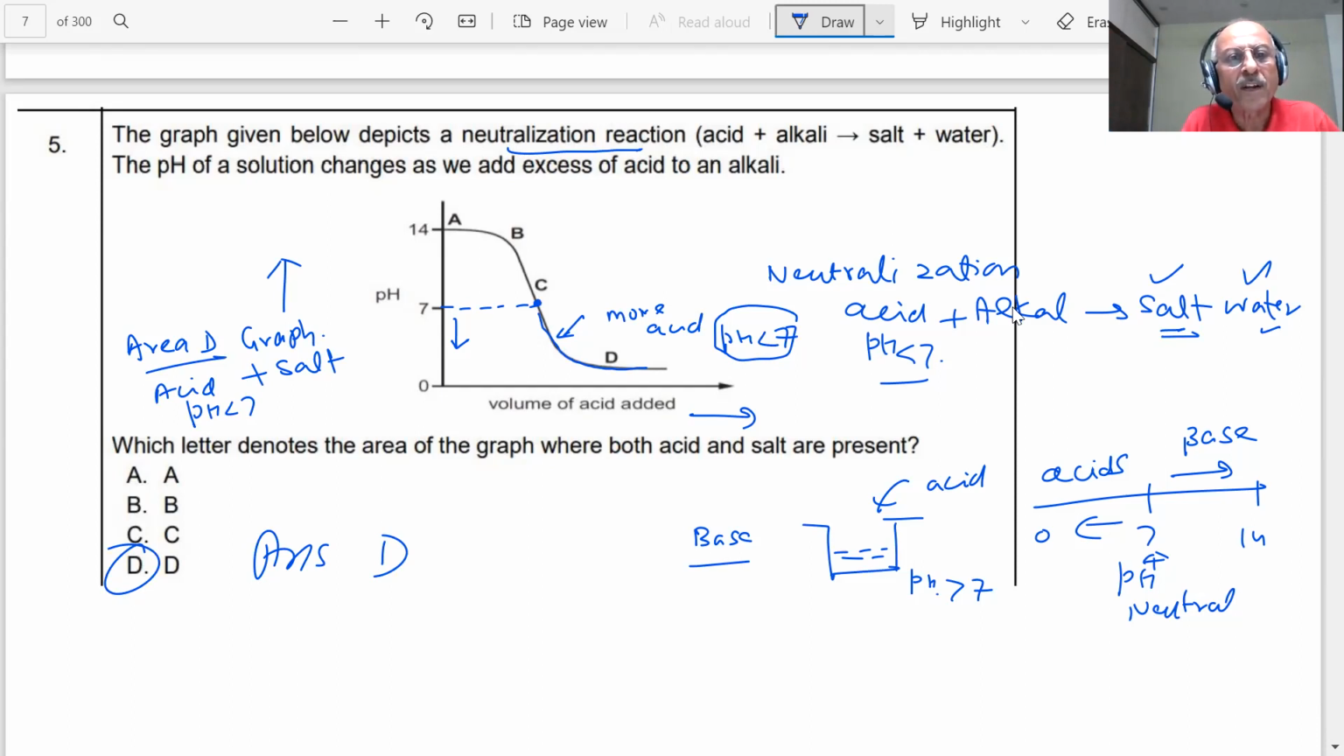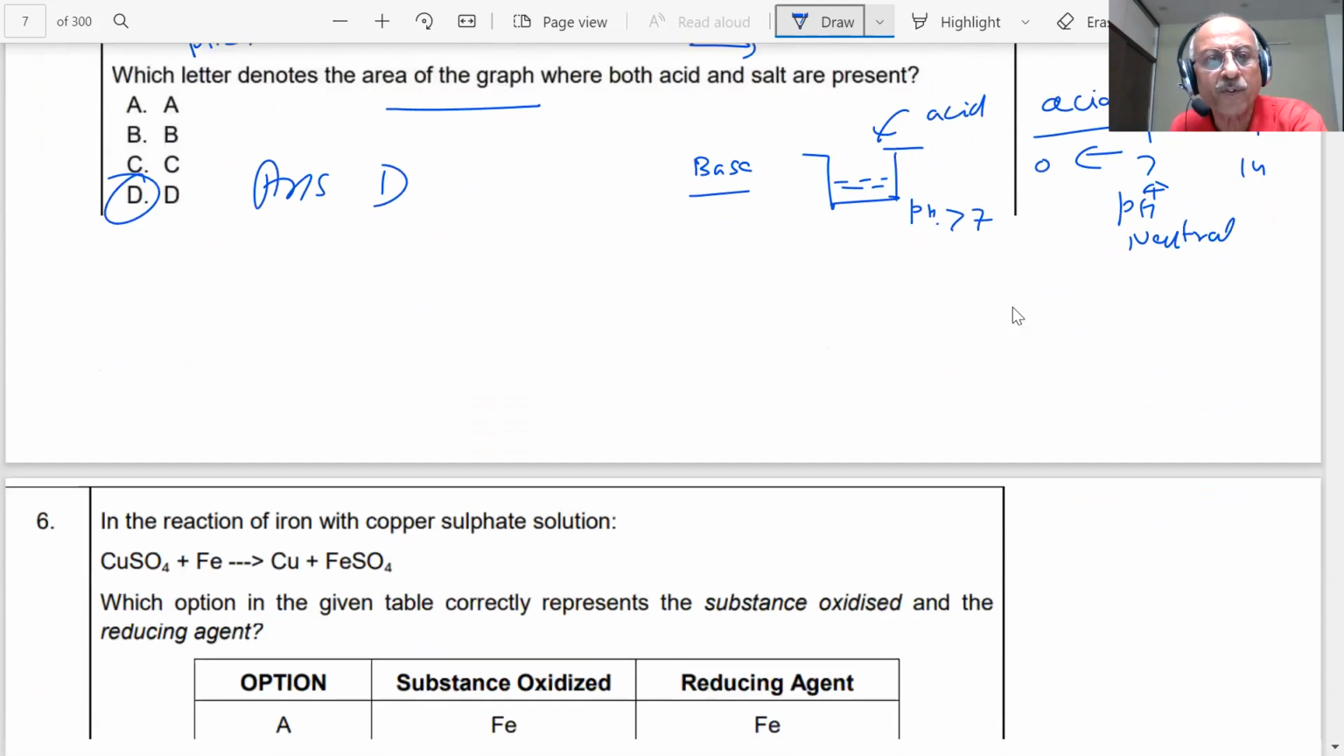Which letter denotes the area of the graph where both acid and salt are present? Our answer is the area of the graph D, which is represented here. All right. Okay. Next question.